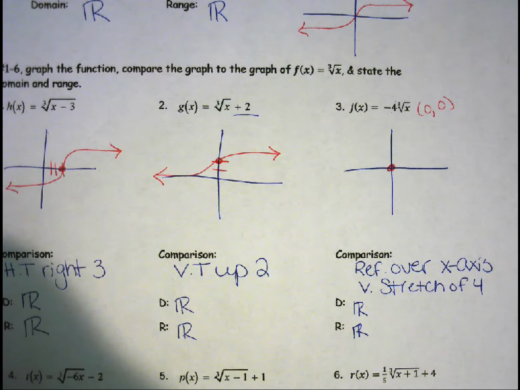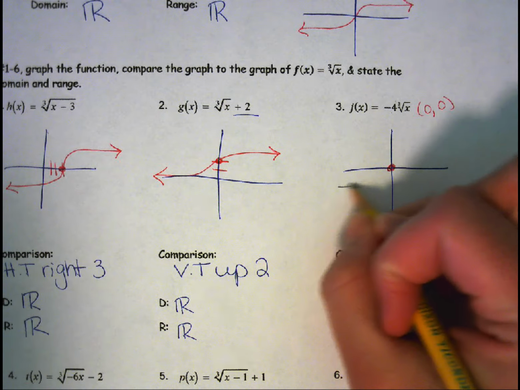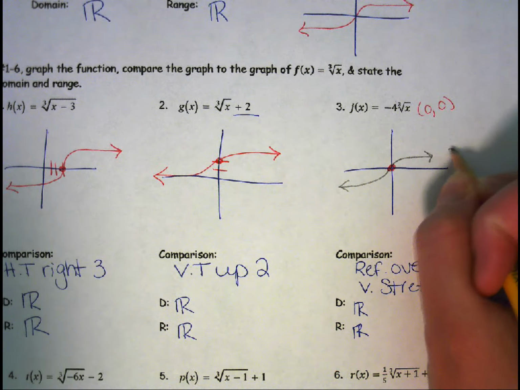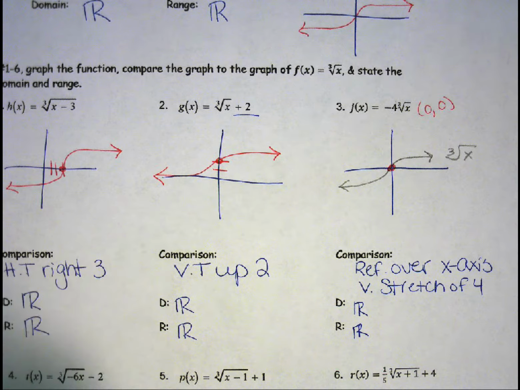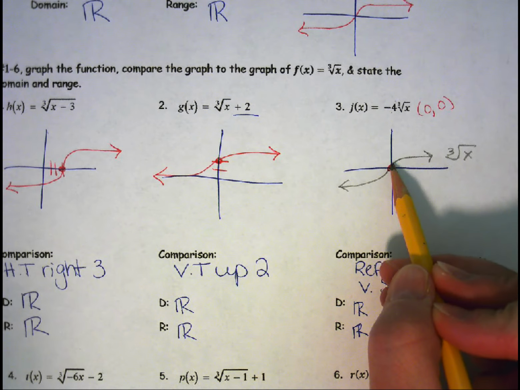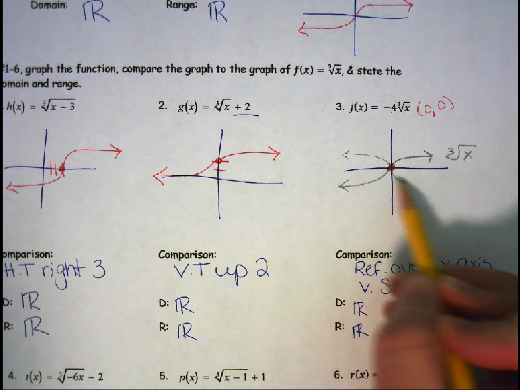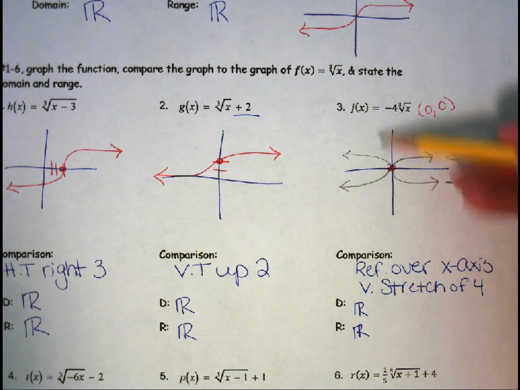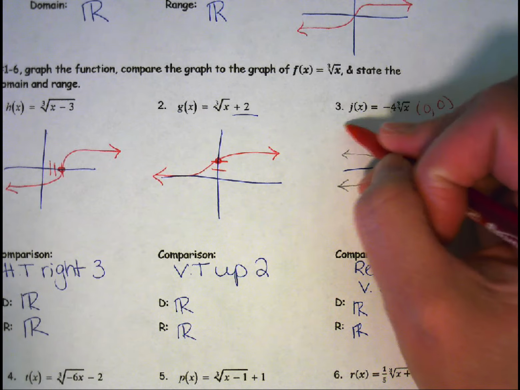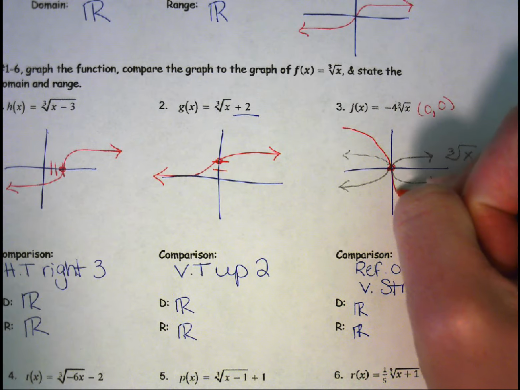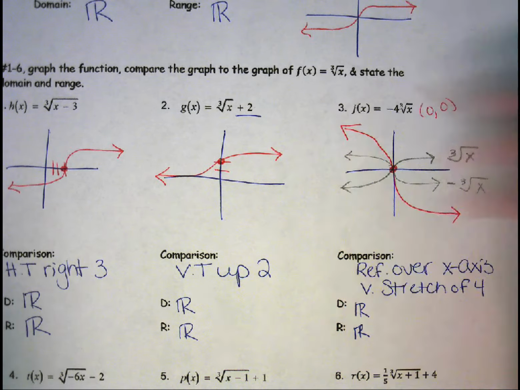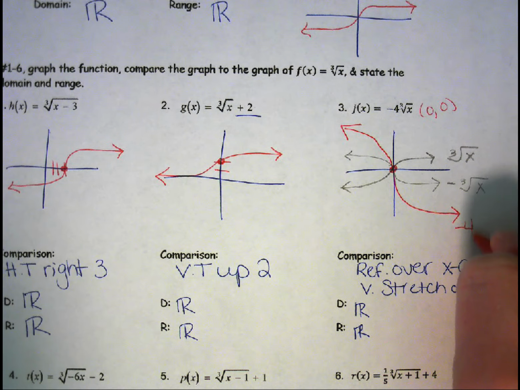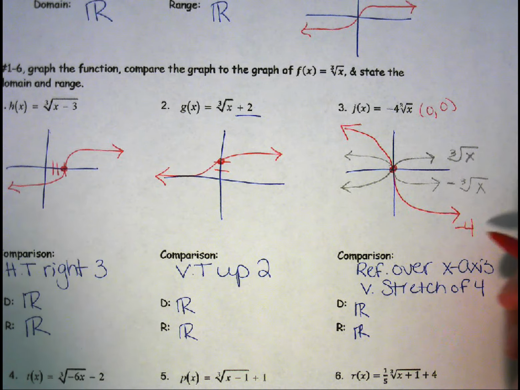So remember, if this was the parent, the original cube root of x, you're going to flip it over. So it's going to go this way now, like that. See how we flipped it? So this would be the negative part to it. And then you're going to take this and you're going to stretch it. So we're just going to kind of go taller and then down and then like that. So this would be our -4, flipped or reflected and stretched cube roots of x, okay?